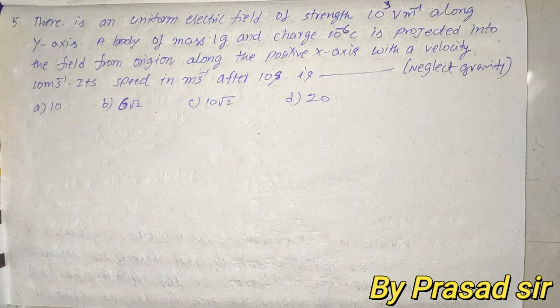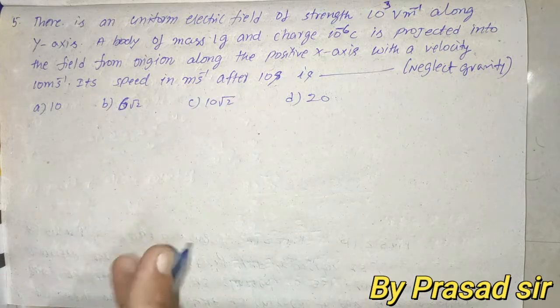Now the question number 5. There is a uniform electric field of strength 10 to the power of 3 volt per meter along the y-axis. A body of mass 1 gram and charge 10 to the power of minus 6 coulombs is projected into the field from the origin along the positive x-axis with a velocity of 10 meters per second. Its speed in meters per second after 10 seconds is how much? So this is the question.